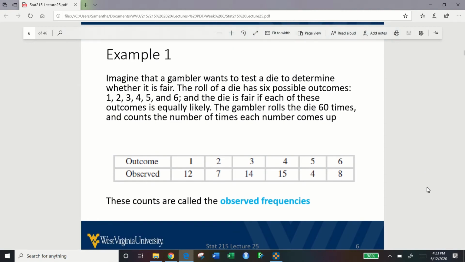Imagine that a gambler wants to test a die to determine whether it is a fair die. The roll of a die has 6 possible outcomes: 1, 2, 3, 4, 5, and 6. And the die is fair if each of these outcomes is equally likely. That is, the probability is 1/6. The gambler rolls the die 60 times and counts the number of times each number comes up. These counts are called the observed frequencies. We can see the outcome of the gambler's rolls in the chart below.